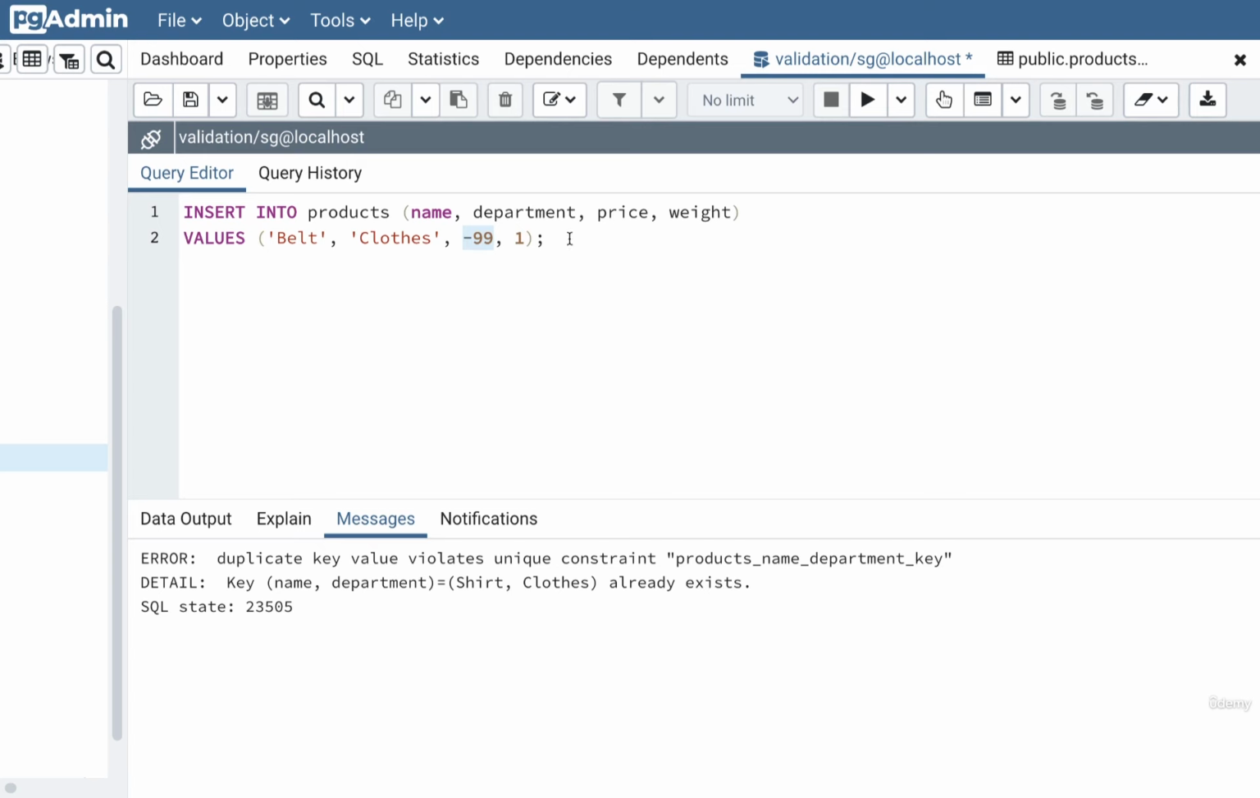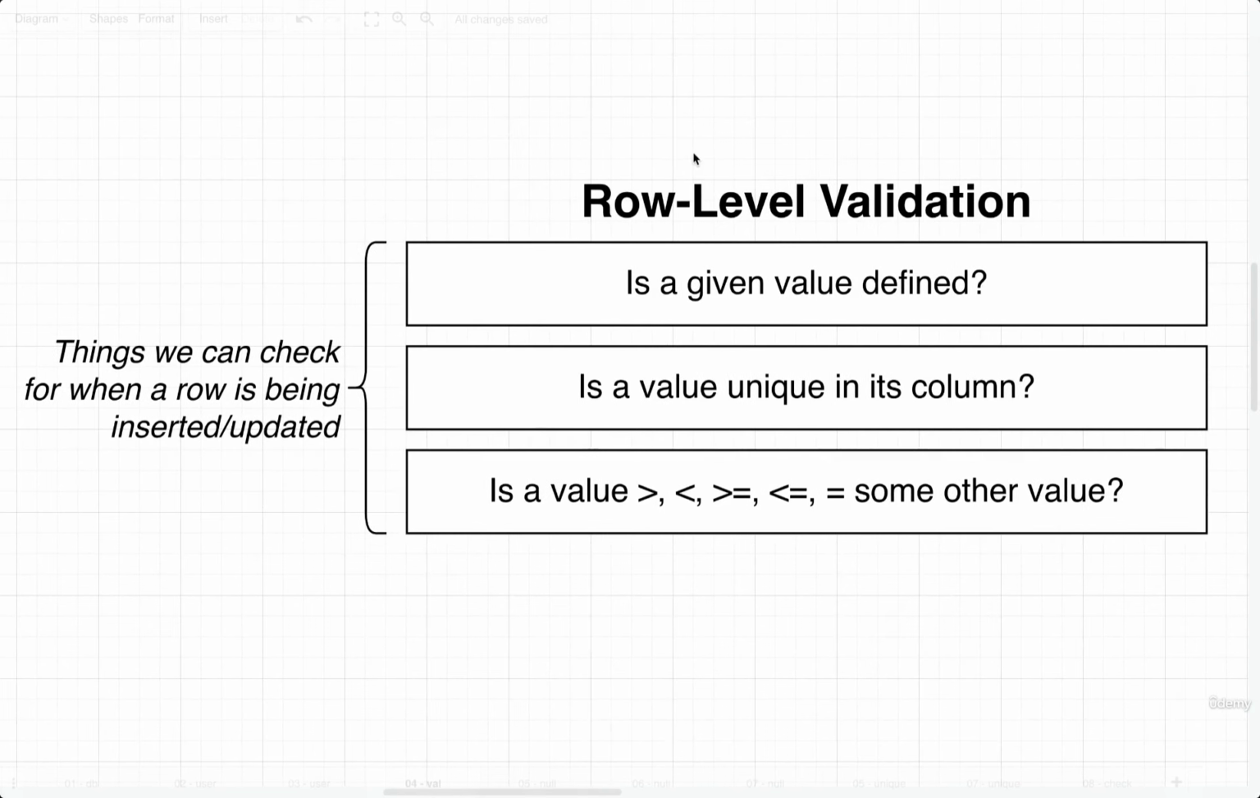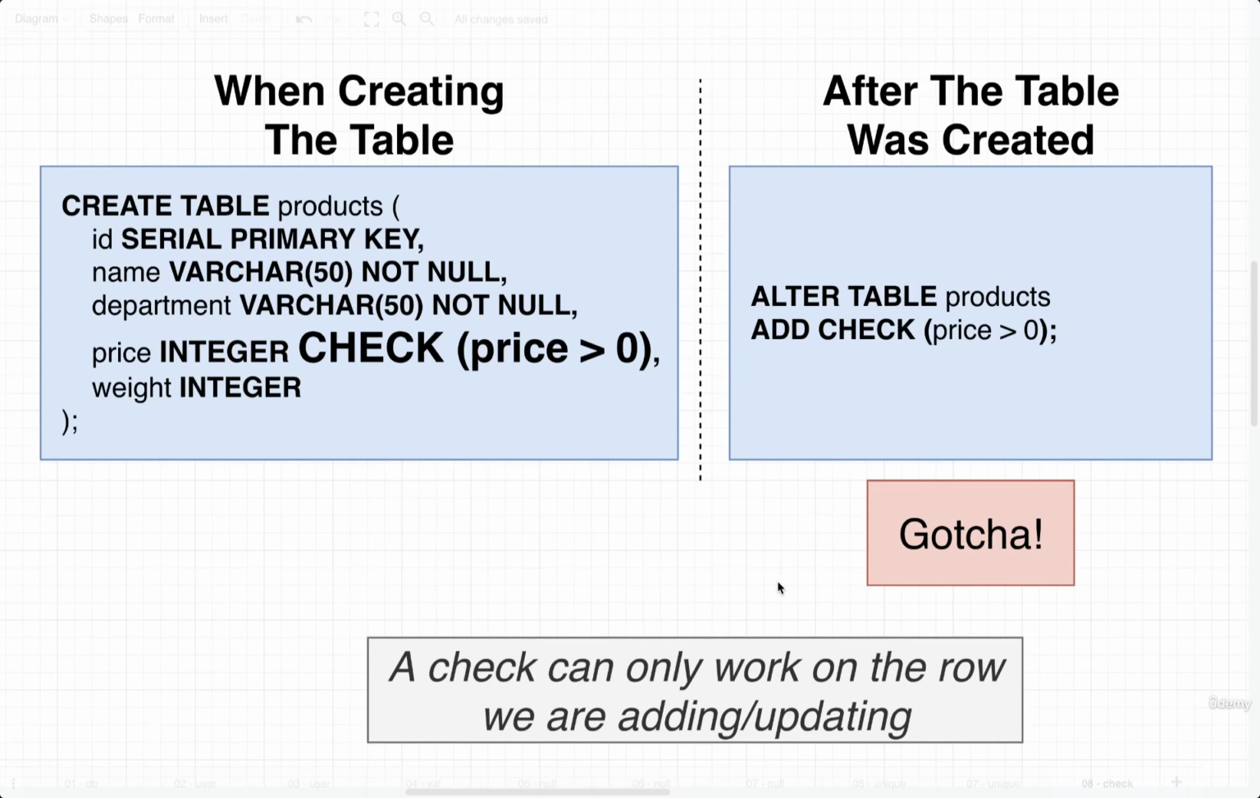Probably not good. Kind of implies we're going to pay a user some amount of money to take a belt off of our hands. So we'd probably want to make sure we've got some kind of validation to make sure that the price is, well, probably always greater than 0. So to do so, we can add in a validation that we refer to as a check validation.